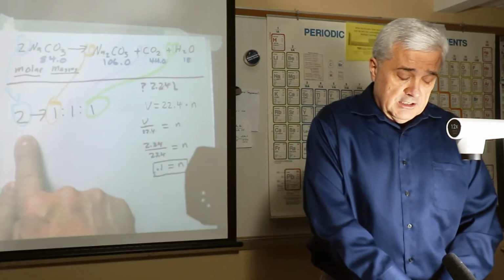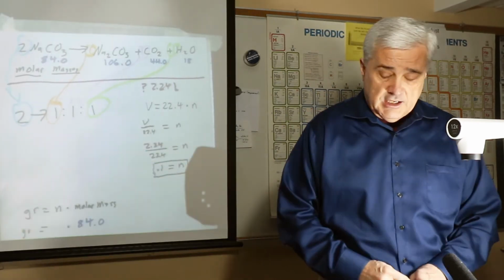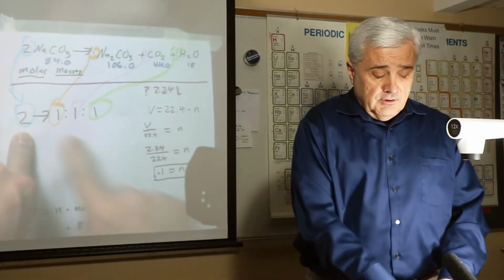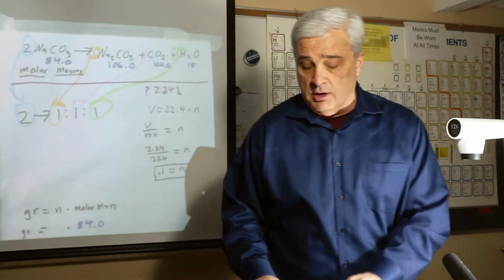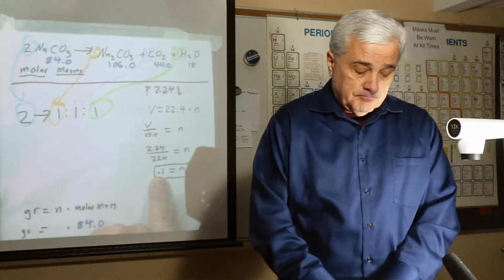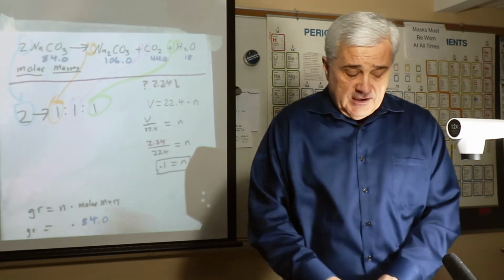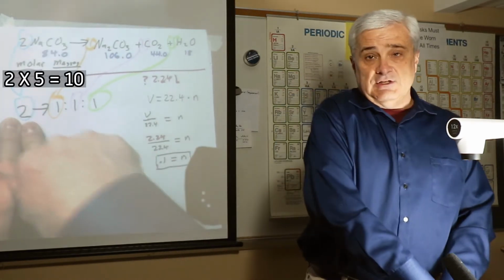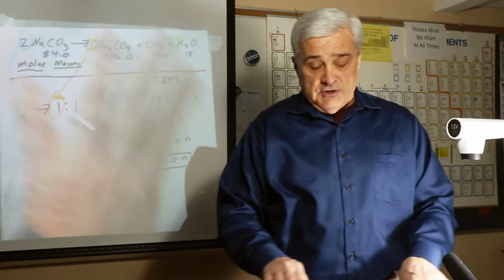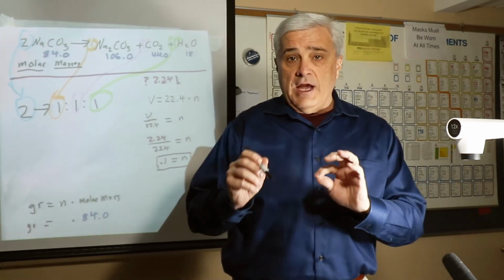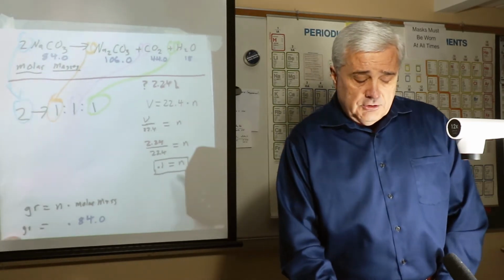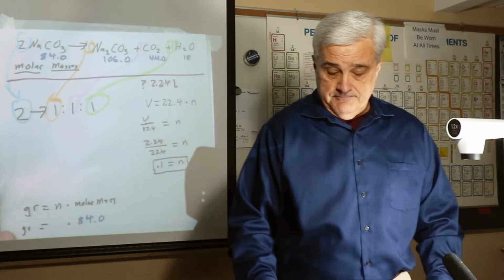If I have 2 moles of this, I will produce 1 mole of this, 1 mole of this, and 1 mole of this. But I don't need 1 mole. I don't need a whole mole. I only need 1/10 of a mole. Logically, if I need 1/10 of a mole of this, then I need 2/10 of a mole of that. If I need 5 moles of this, then I need twice as much of that. If I need 20 moles of this, I need 20 times as much of that. All right, so a way of coming up with my working ratio is to divide what you have by what was expected.